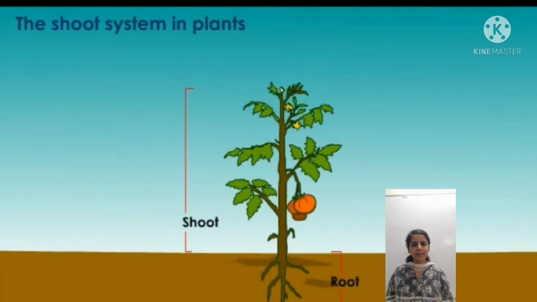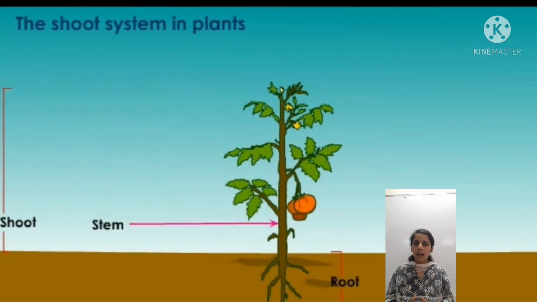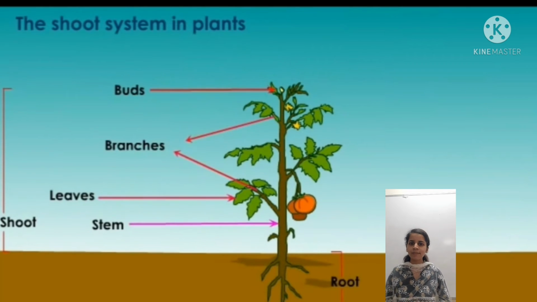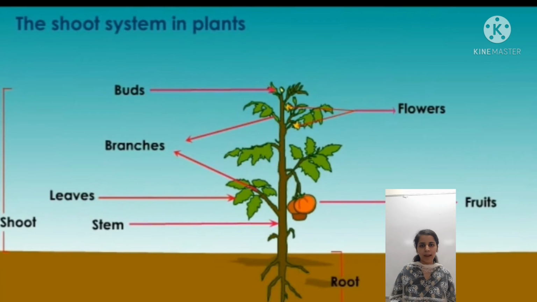So students, what is a shoot system? The part of a plant that remains above the ground, that is called shoot system. And shoot system has stem, branches, leaves, flowers, buds and fruits, right? Now students, let's talk about stem, which is the main part of the shoot system because it bears branches, leaves, flowers, buds and fruits, right?